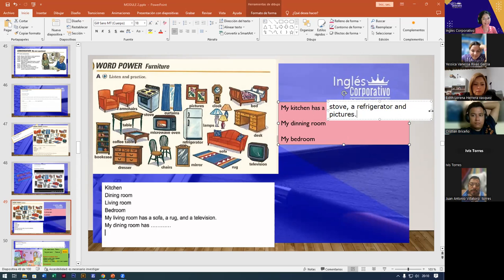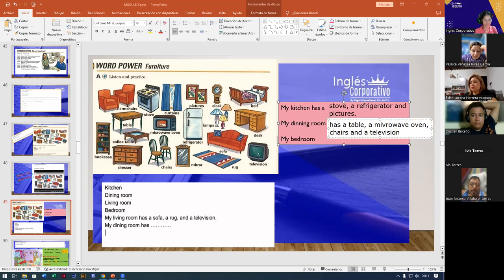Edit Lorena, please. My dining room has... Table. A table, very good. Este es el área de comida, dijo, ¿verdad? Ajá, el del comedor. And microwave oven. A microwave oven. And chairs. Chairs. Television. That's good. Thank you. Okay, let's continue with Christian.